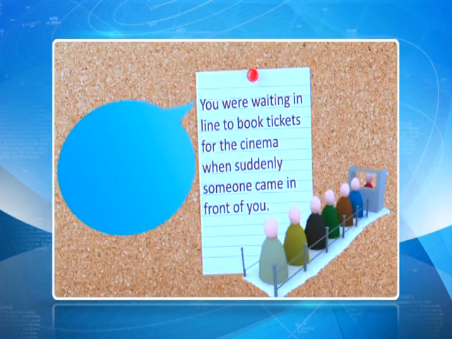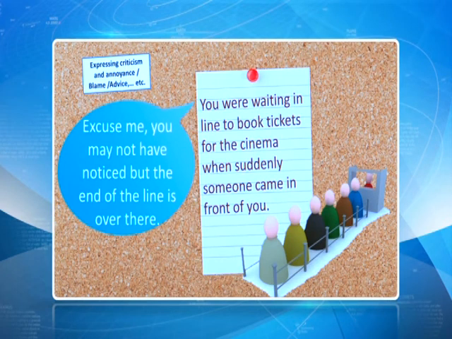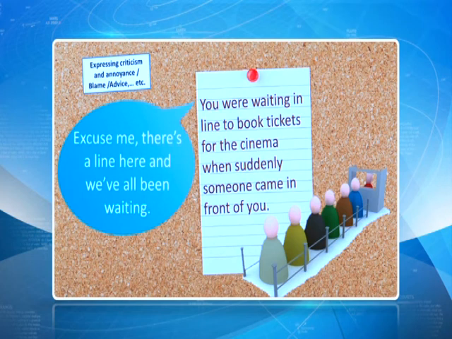Here is a second situation. You were waiting in line to book tickets for the cinema when suddenly someone came in front of you. So what would you say in this situation? You can express criticism and annoyance, blame, or you can give advice. For example, you can say, excuse me, you may not have noticed, but the end of the line is over there. You can also say, excuse me, there's a line here, and we've all been waiting.